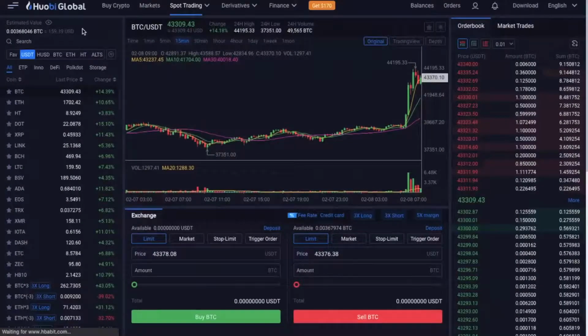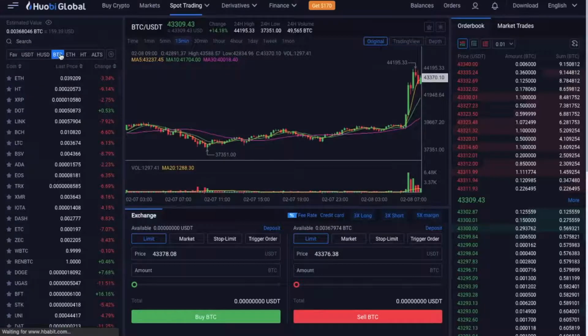So first up, let's take a look around the screen. On the far left, we have the estimated value of our account in BTC and also in US dollars. Then you have the different markets that are available. So we have BTC, so I'm just going to select that. And then we can choose which type of crypto we'd like to exchange to. And we're just going to select ETH for now as an example.